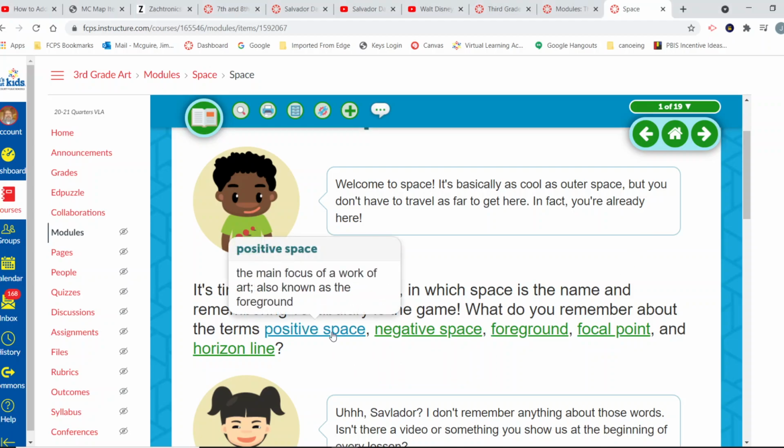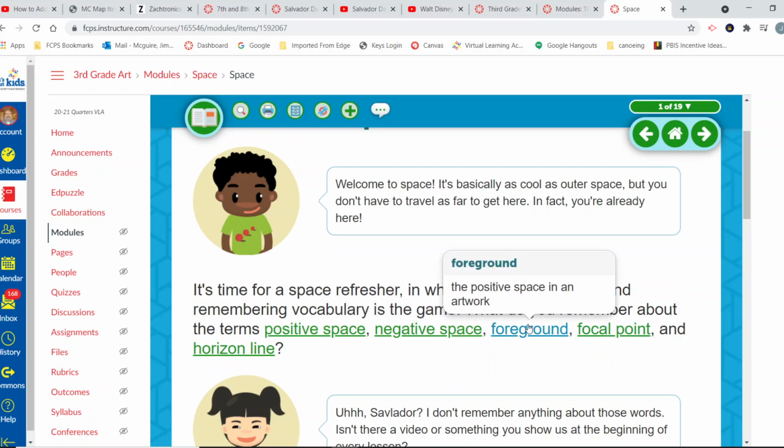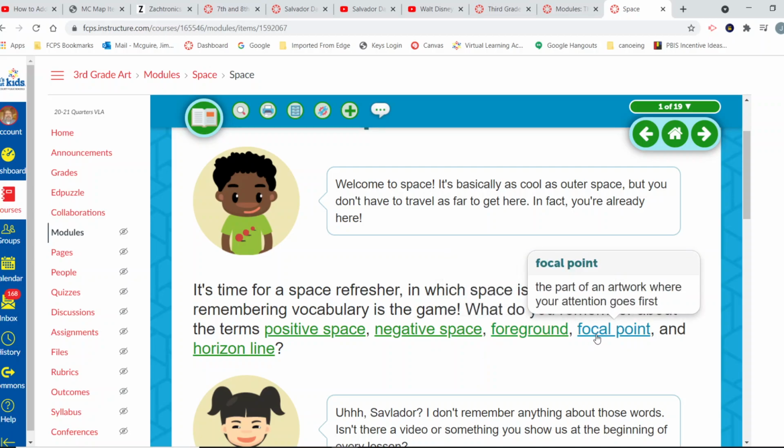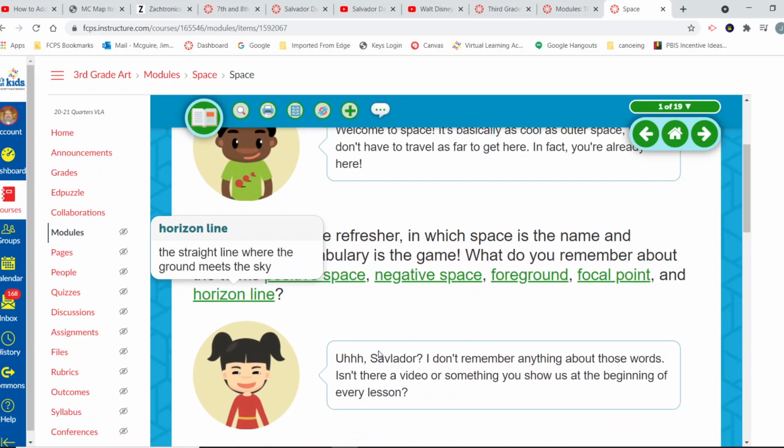What is positive space? Well, positive space refers to that main focus of the art. Often it's in the foreground, closest to us in that space, if you will. We talk about negative space as the area around that focal point, that main positive space that we're looking at. Sometimes we call it the background. The horizon line refers to where the sky meets the ground way off in the distance.